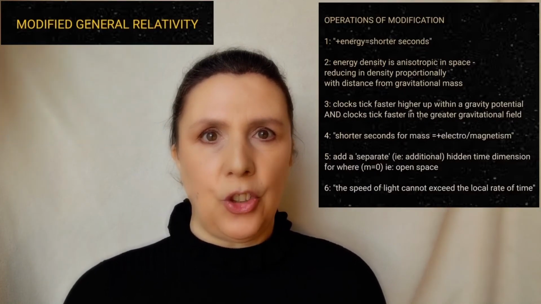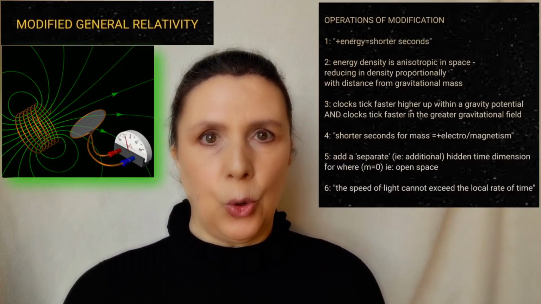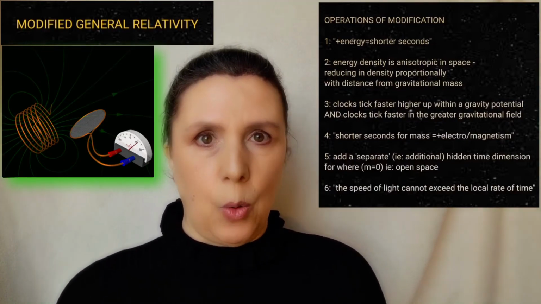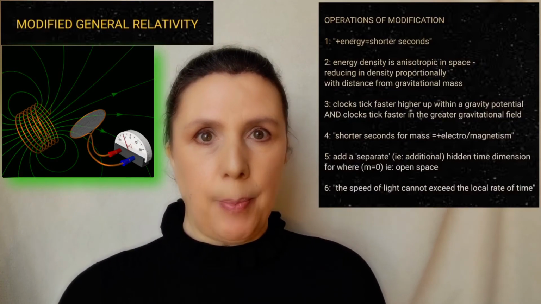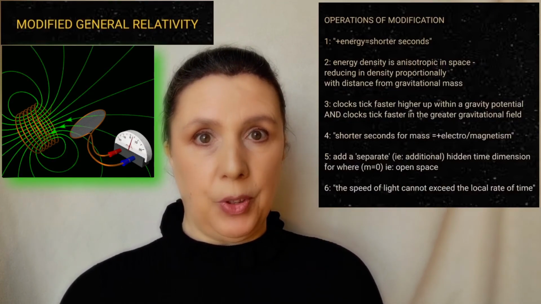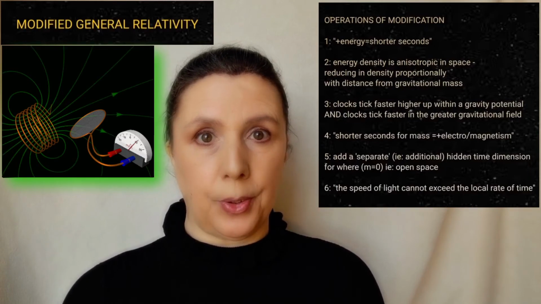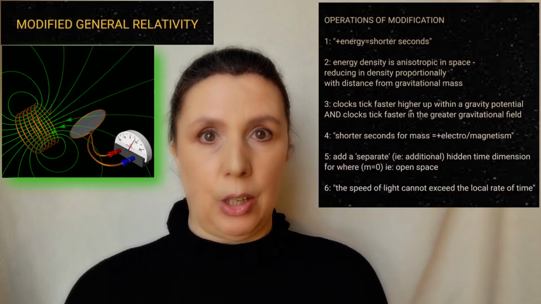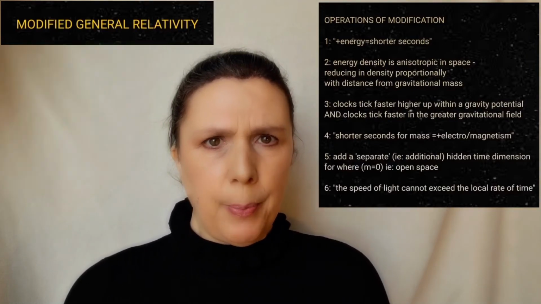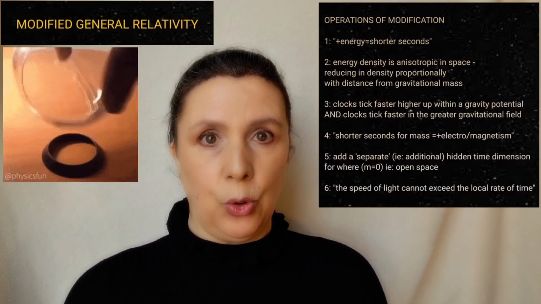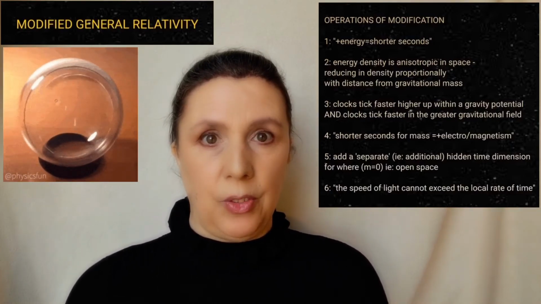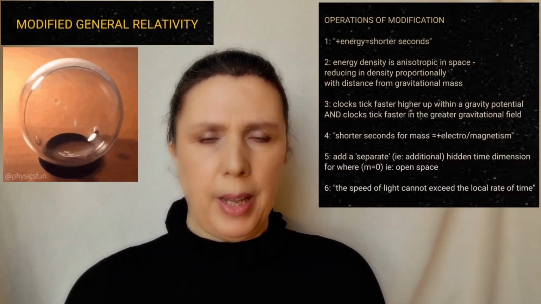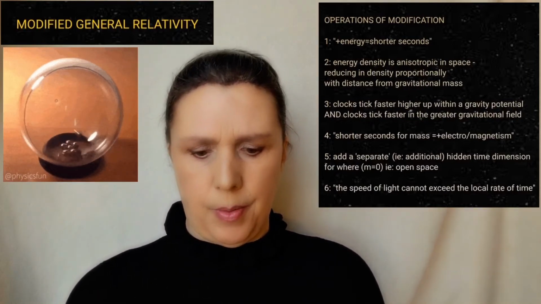Operation 4. Add to general relativity the axiom shorter seconds for mass equals plus electromagnetism, where plus electromagnetism for a mass positioned further up within a gravity potential of a gravitational mass creates more attraction/momentum tending towards the gravitational mass, which would in fact be offset by the increase in centrifugal force caused by the increase in centripetal speed found at the greater radius. But I think I'll make that a subject for another day.